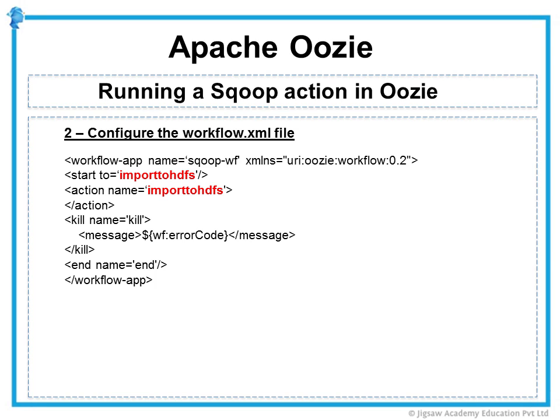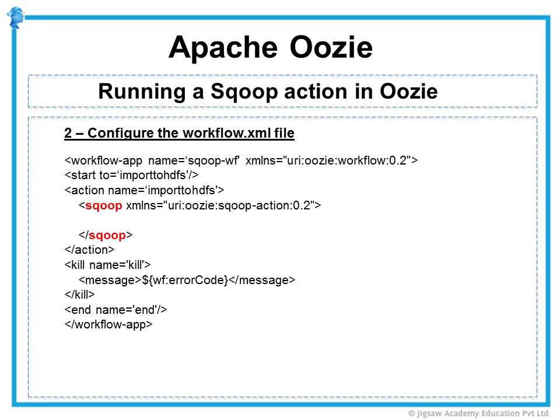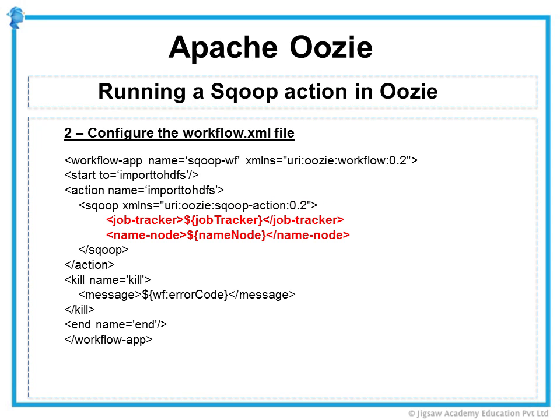I provide the import to HDFS name in the start-to node, and then I provide the same name for my action. This action is basically a Sqoop action, and this code defines the XML namespace that needs to be used. In this case, we're using the sqoop-action namespace.